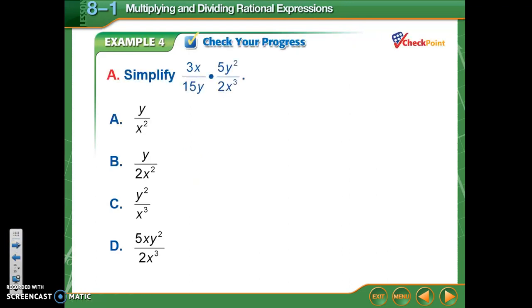Okay, we'll just do one of the check your progresses right now, so try this one. Okay, in this case, you should have gotten by over 2x squared. Again, there's no addition and subtraction here. I'm just multiplying and dividing monomials.